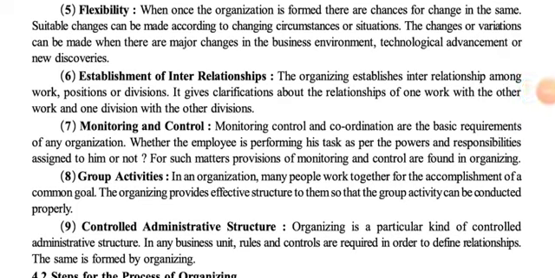Now the next one, that is characteristic number 6, is establishment of interrelationships. Organizing establishes interrelationships among work, positions or divisions. It gives clarification about the relationship of one work with other work and one division with other divisions.